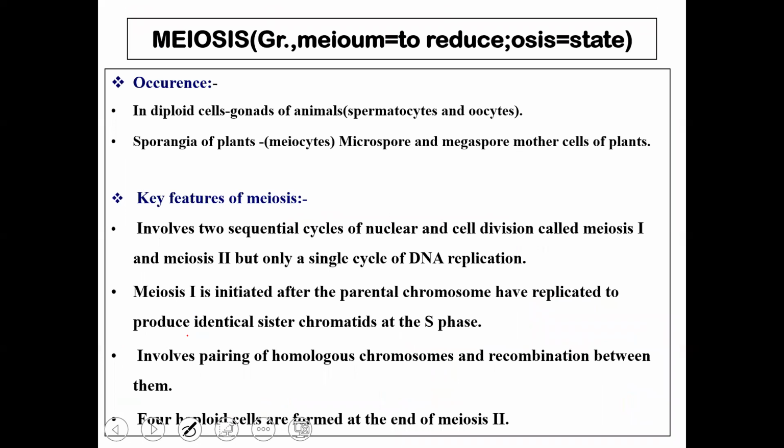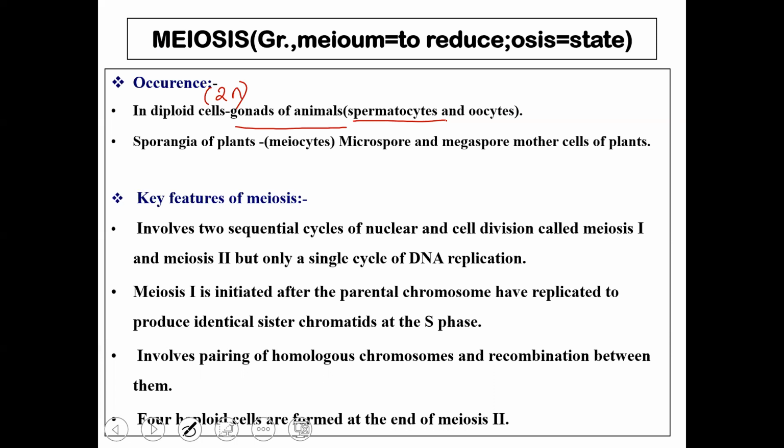So where does it occur? Meiosis occurs in diploid cells. In the case of animals, these diploid cells may be spermatocytes, in the case of sperms, or oocytes, in the ovum. Sperm and ovum are the male and female gametes which are produced for the process of fertilization.